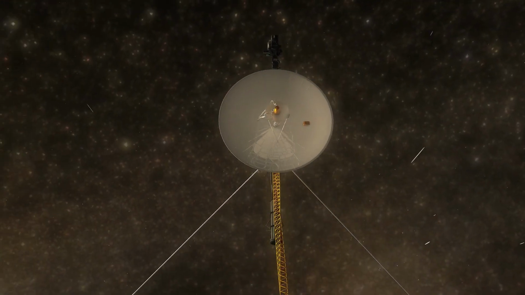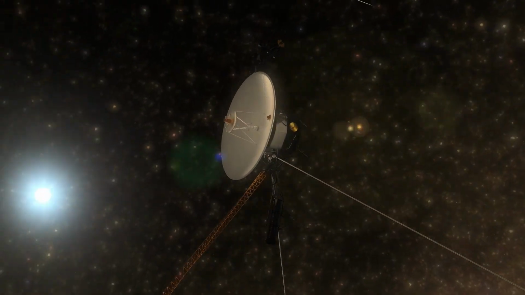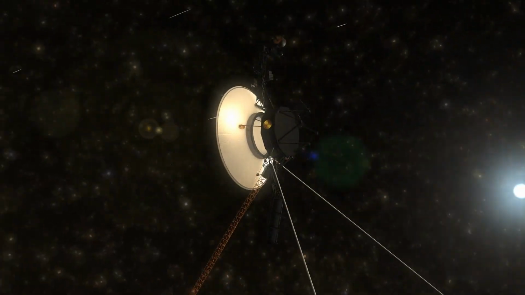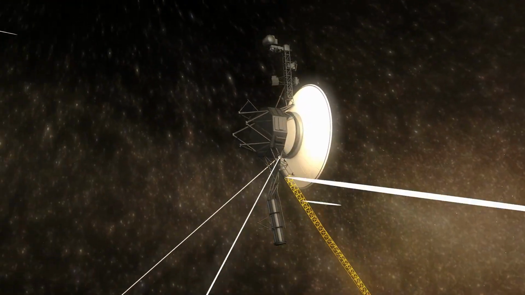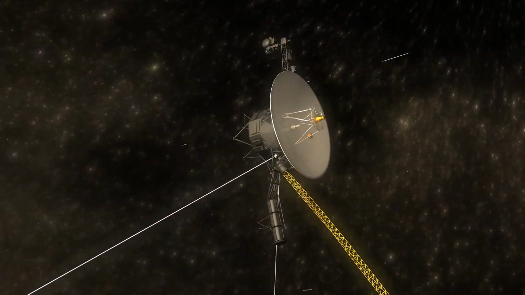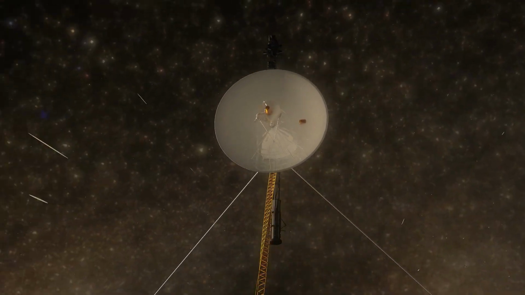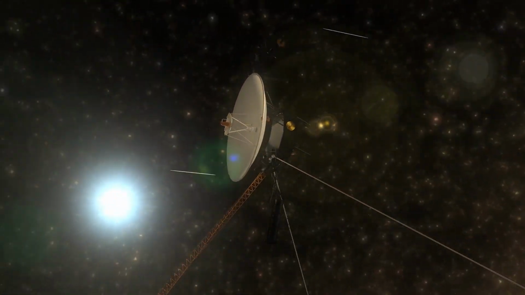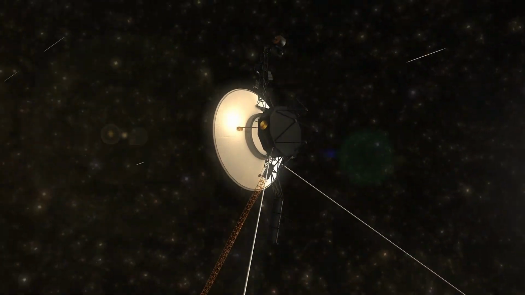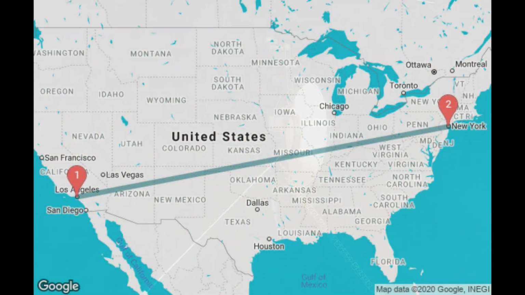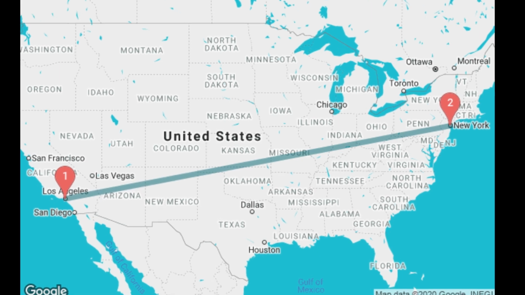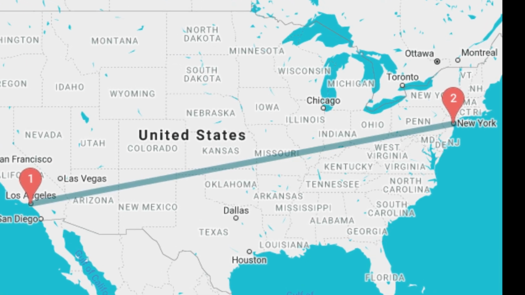Voyager 1 was launched by NASA on September 5, 1977, to study our solar system and interstellar space. That was 47 years ago, and it is moving very, very fast, around 38,000 miles per hour. At that speed, a trip from Los Angeles to New York City would take less than 4 minutes.